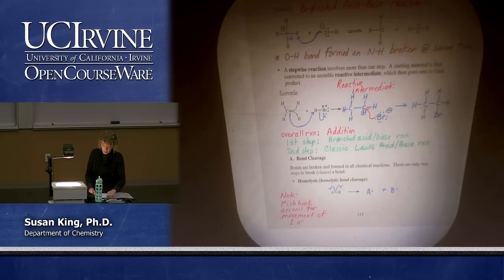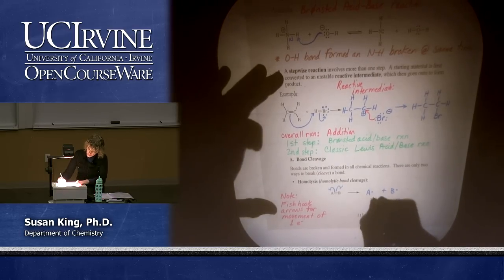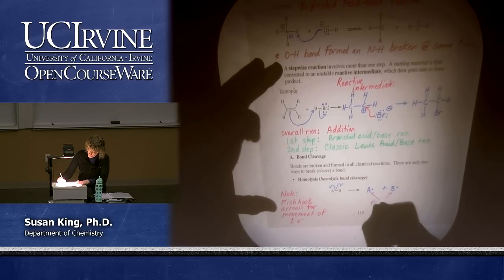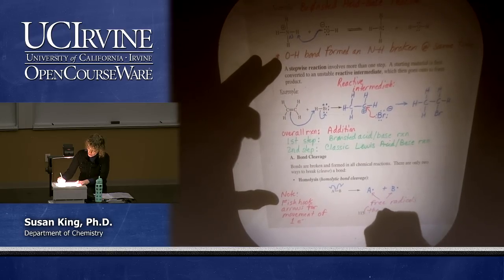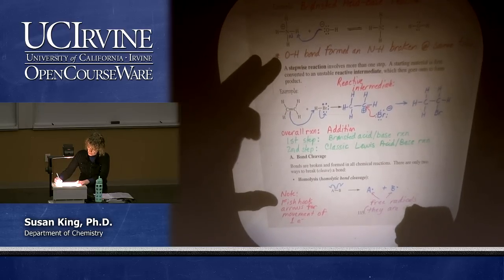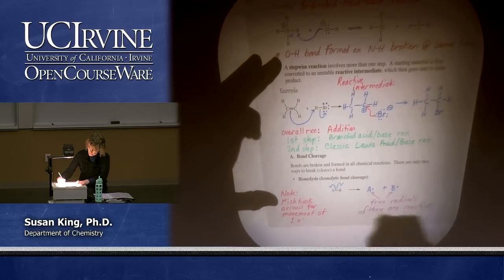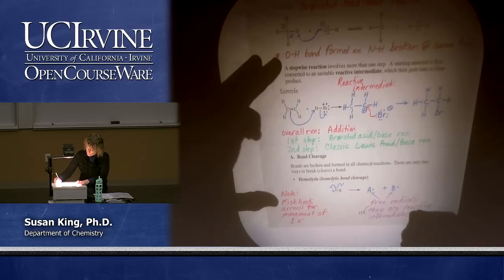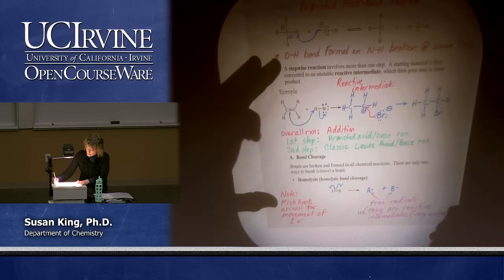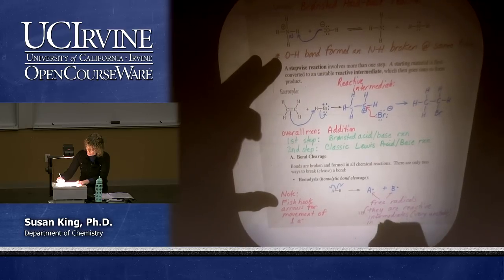When we break bonds homolytically, we get radicals. So you'll see these called radicals. You'll see them called free radicals. I usually call them free radicals. And these are reactive intermediates. Very rarely are they stable. So these are reactive intermediates. Again, very unstable. And they're reactive intermediates in radical reactions.